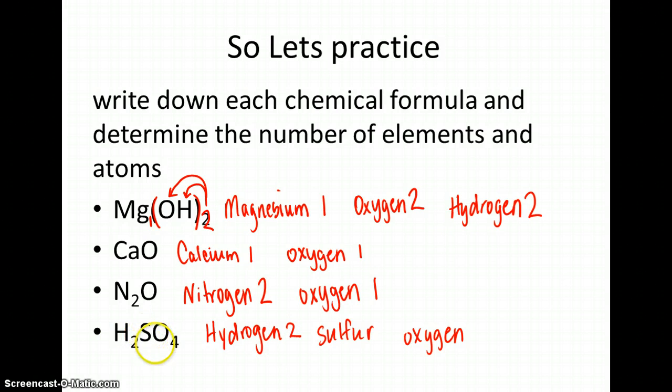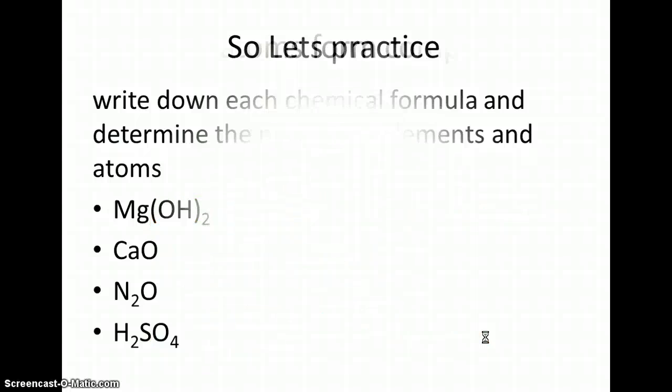Only look directly behind the element. Is there a little number right here? There's not, so we're assuming it's a 1. This 4, if there's no parentheses, which there's not in this case, the 4 only goes towards the oxygen. So we'll get to practice these a lot more in class tomorrow. I just wanted to point out a few of these for you.